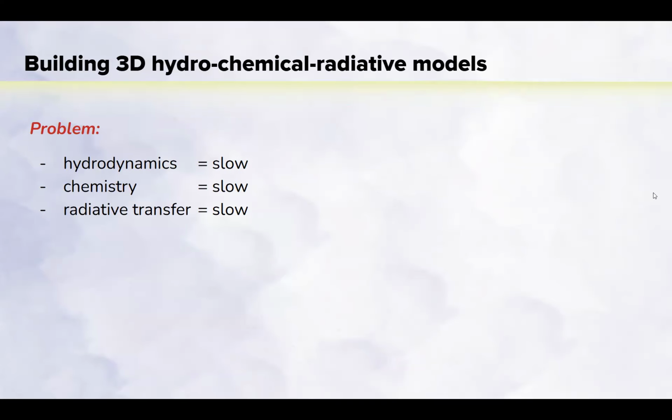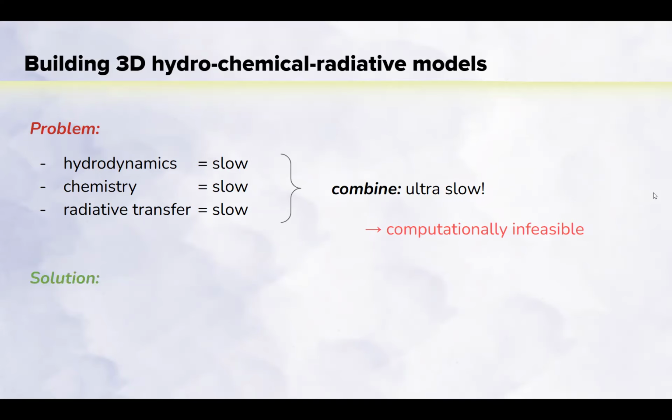All right, so if we build towards this 3D hydro-chemical-radiative model, chemistry is slow, and also radiative transfer is very slow. We get an ultra slow code, and this will make it infeasible to assess a big parameter space with modeling. So therefore, we need to go to another solution, and there is a solution, namely using surrogate models.